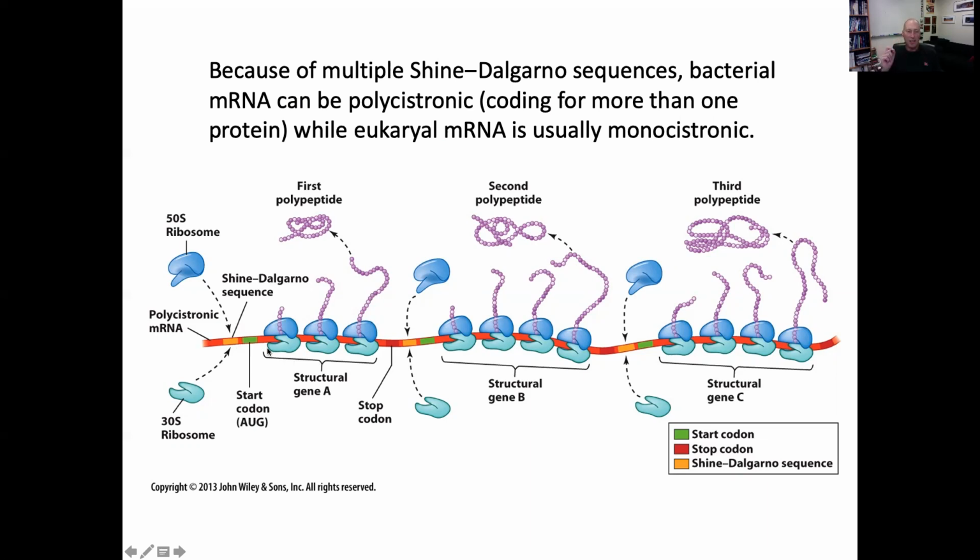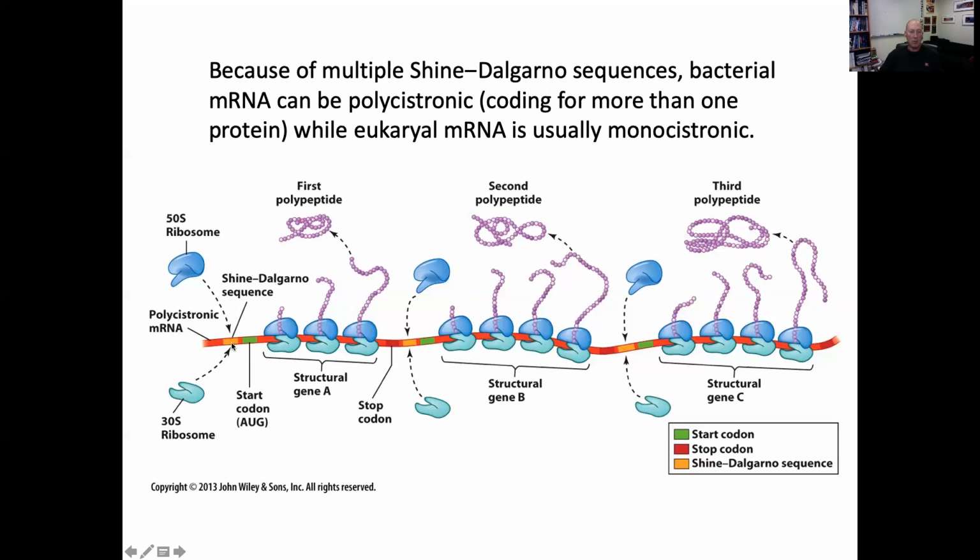Remember, methionine is just one of the 20 amino acids, and it can be found other places, not just as the start codon for a polypeptide, right? So there could be an AUG here, an AUG here, an AUG here, etc. There can be multiple methionine codons. So the bacterial ribosome needs to know which one is actually the start codon if you're going to have multiple genes in there. So this ribosome binding site, or Shine-Dalgarno sequence, tells it, hey, the methionine codon right next to this is where you should start.